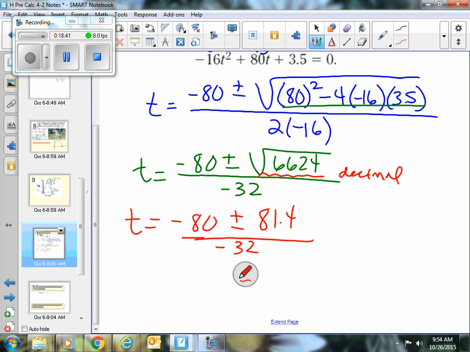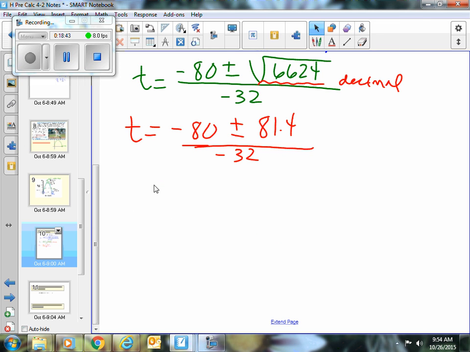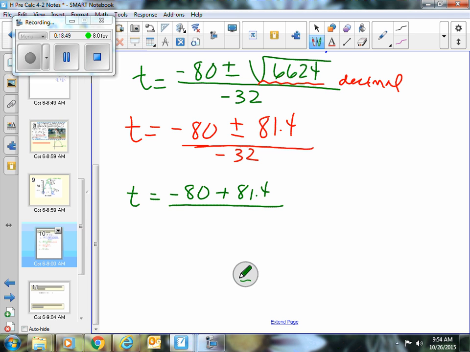And we're going to simplify. All right, so what are our 2 solutions? What are they coming from? Well, one time is going to come from taking negative 80 plus 81.4 over negative 32. The other time is going to come from taking negative 80 minus 81.4 all over negative 32. So we have a plus and a minus.